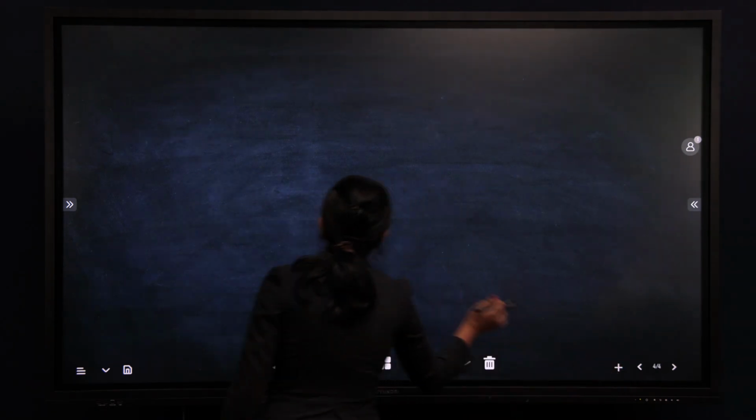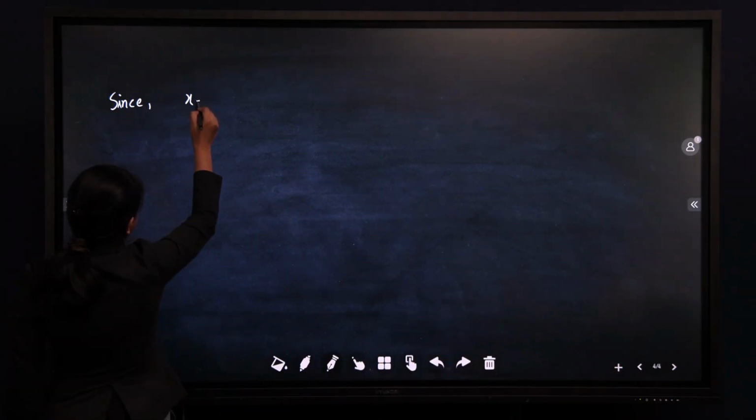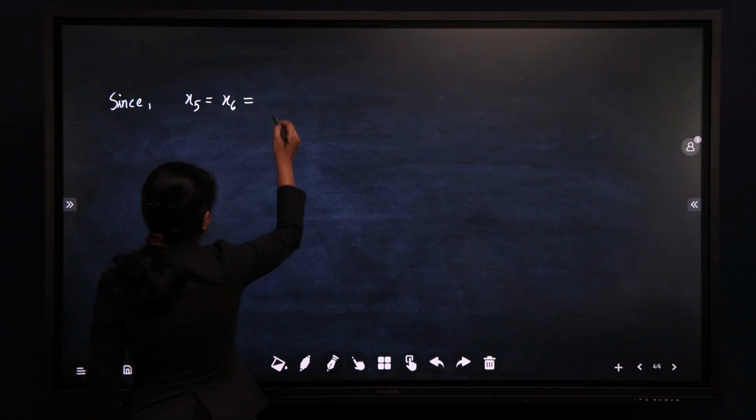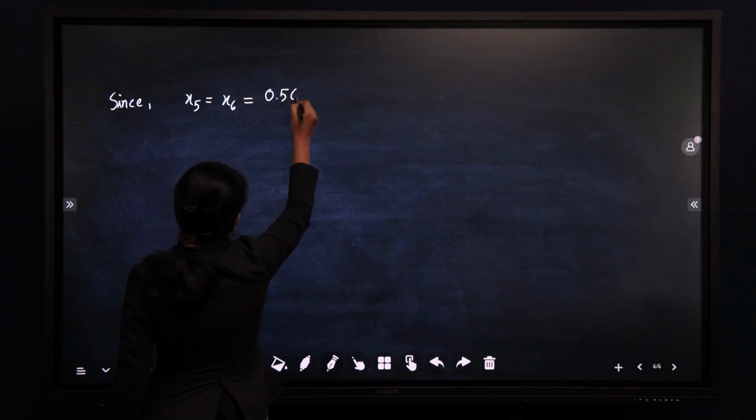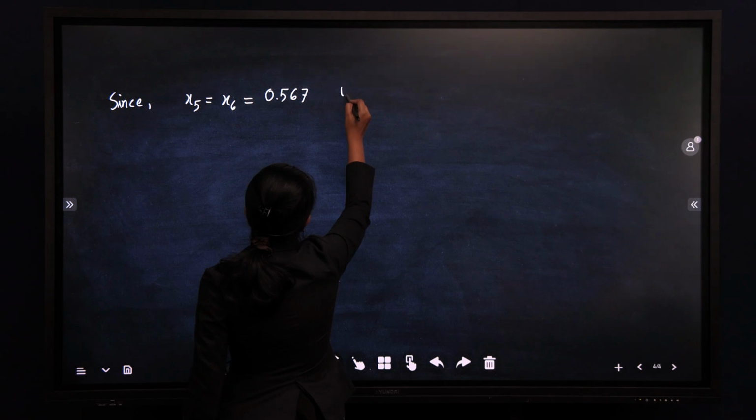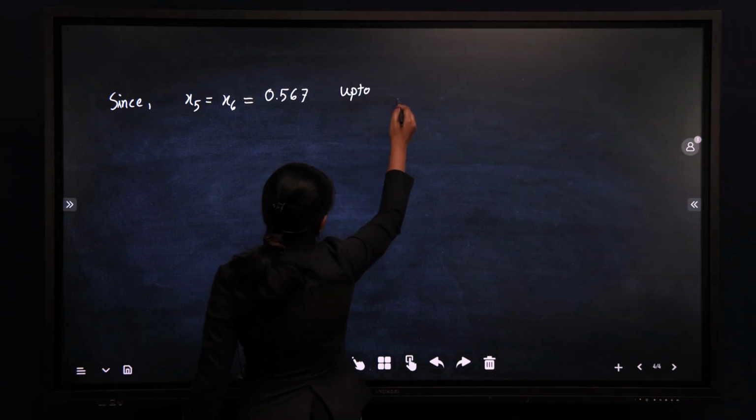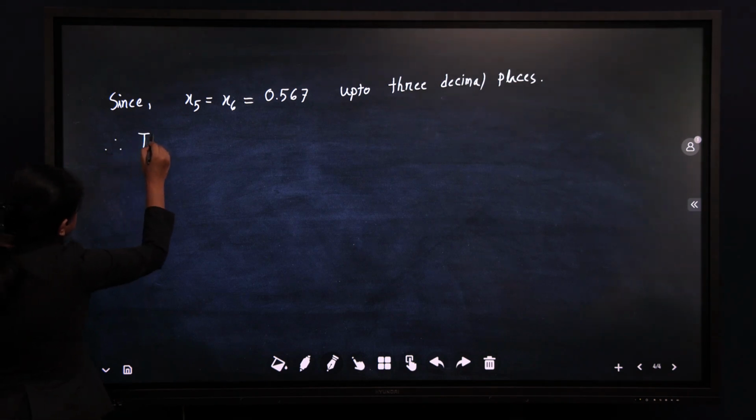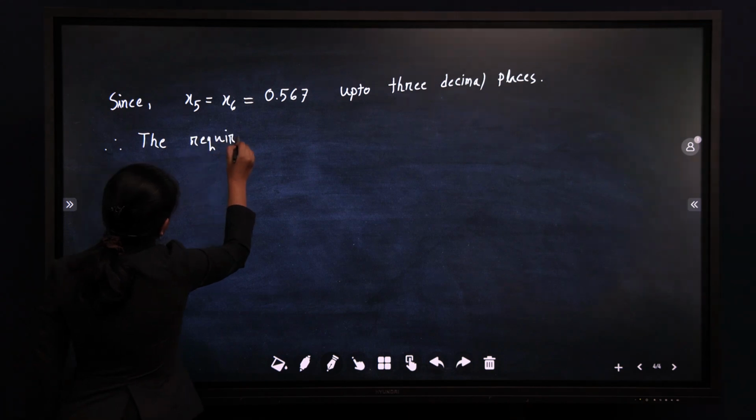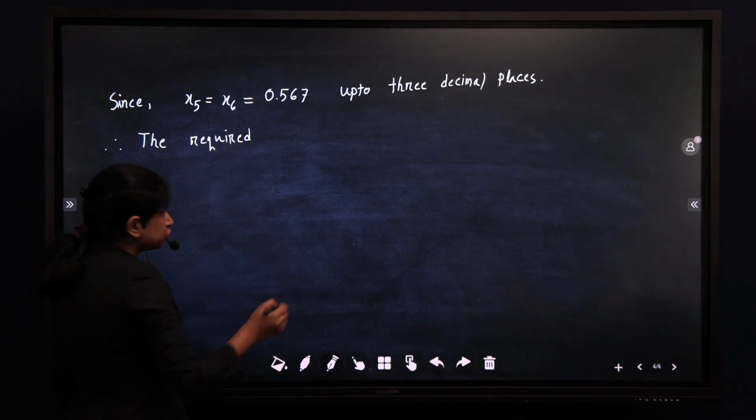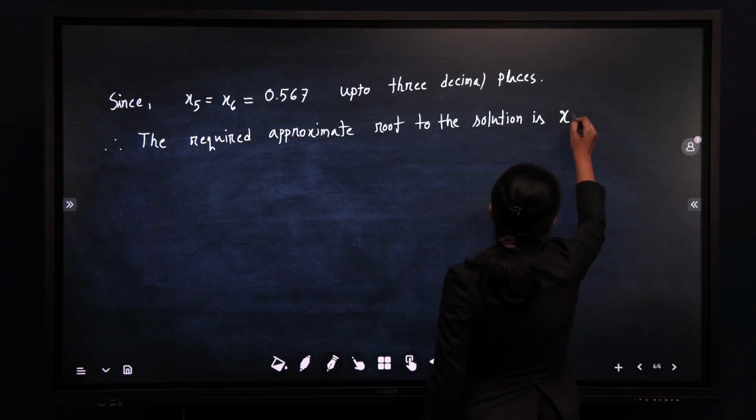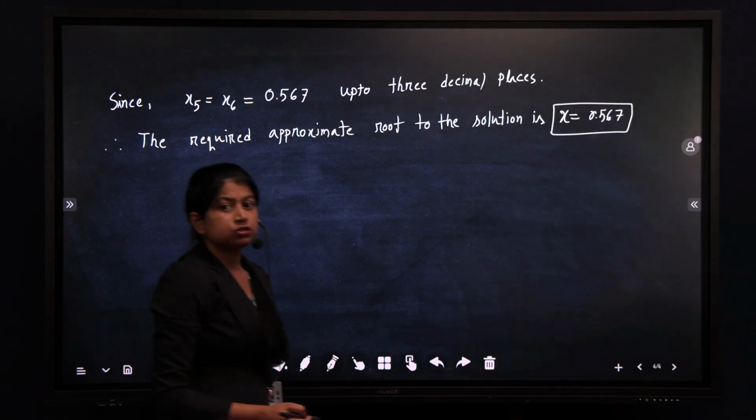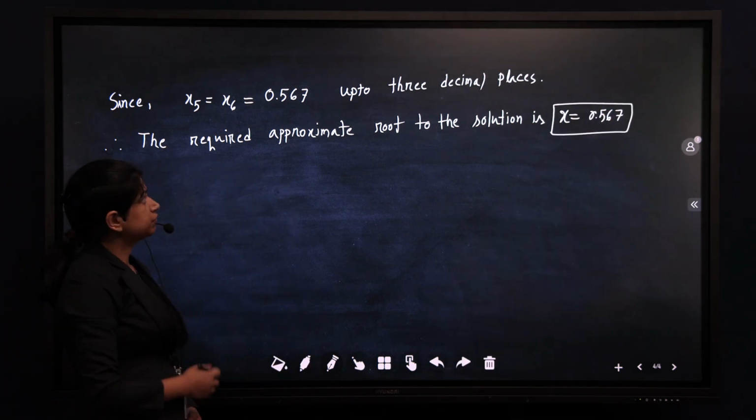So what is the answer? Since x5 equal to x6 equal to 0.567 up to 3 decimal places, therefore the required approximate root of the solution is x equal to 0.567. So this is the answer of this problem.